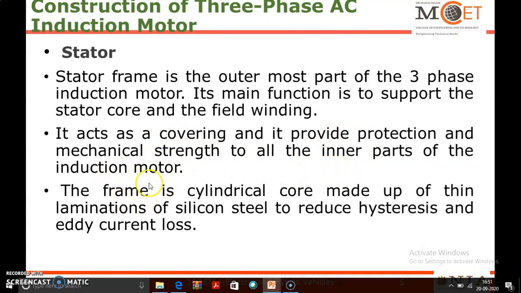This stator frame, the outermost part, is like a cylindrical core made of thin laminations of silicon steel in order to reduce the hysteresis and eddy current loss. These hysteresis and eddy current losses occur due to the magnetic circuits formed.